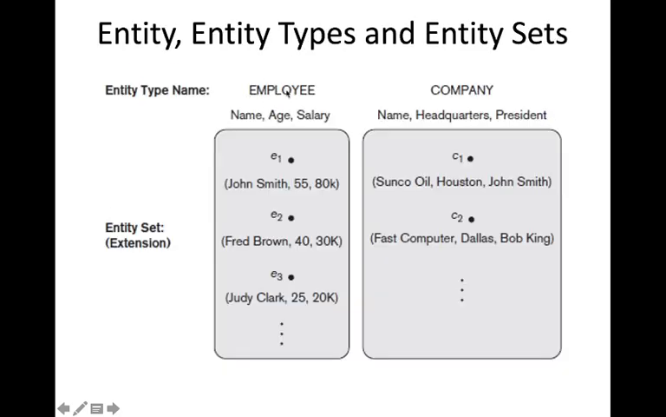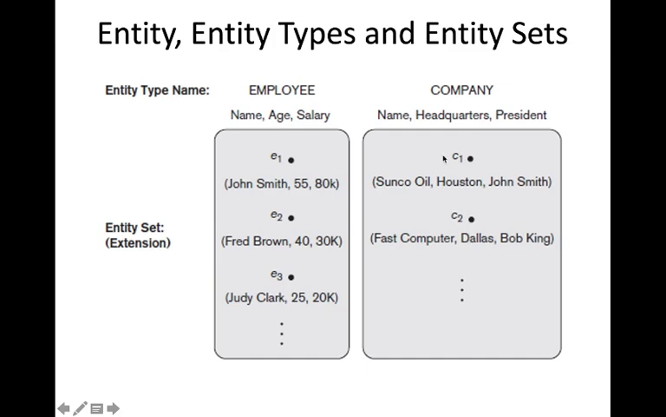So this is known as the entity type. And if we fill that with information, if we have some data inside that table, so if we are filling with some employee details, John Smith, his age is 55, his salary is 80K. Like that, there is E2, another entity. Fred Brown with 40 age and 30,000 salary. Then we have several employees like this. Then this is known as the entity set. We have the data in it. Then it is known as entity set or extension.